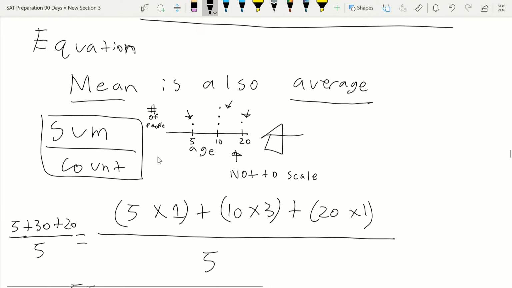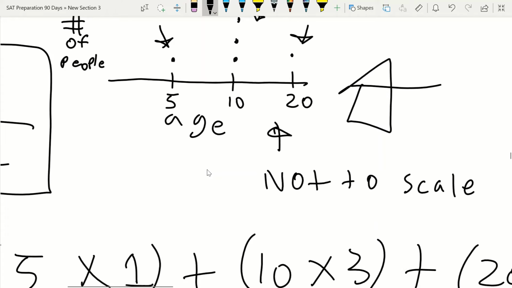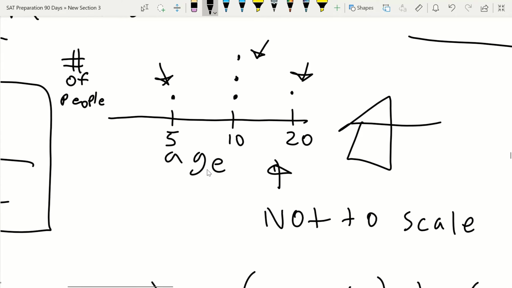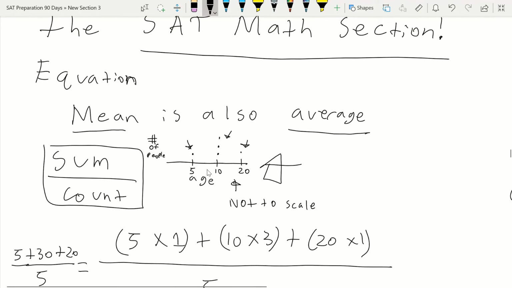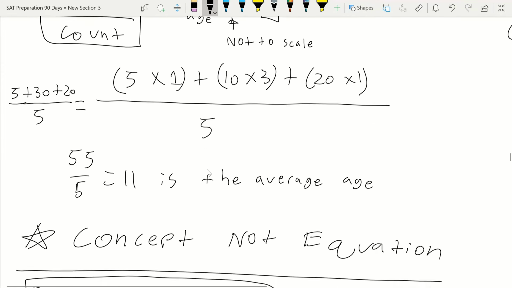That's going to be our sum over our count, right? So our example that we had was this graph right here. We had our number of people and our age. So we see that we have 3 people who are 10 years old, so we did 3 times 10. We have 1 person who is 20, so we did that 30 plus that 20, and then plus our person who is 5 years old. So that gave us 55. We see we have 5 people, so we did 55 over 5 to get 11 as our average age. So that's how you find the average or mean. Keep in mind that the mean is the same as the average.